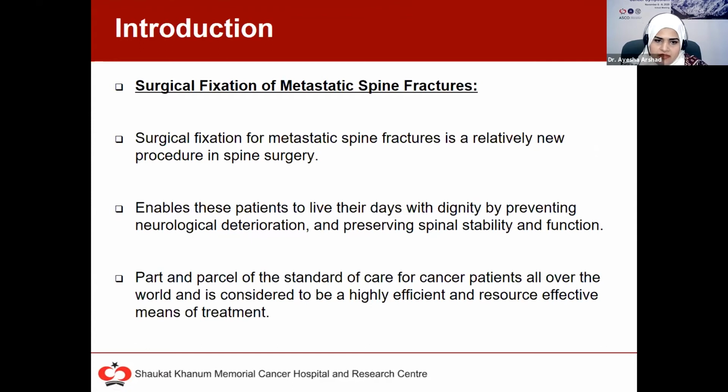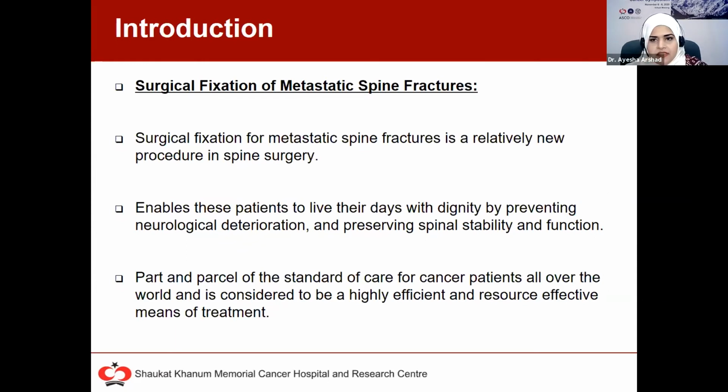This has gained popularity over the last 2 decades, and the reason for it coming in vogue and remaining in vogue is that these procedures enable cancer patients to live their remaining days with dignity. That is what I always feel: they prevent neurological deterioration, they preserve spinal stability and functionality of the patient, and they can live their days with dignity maintained by the patient as well as by the family and the caregivers.